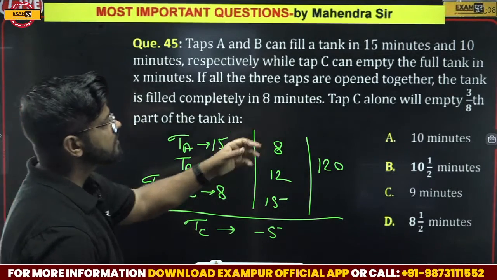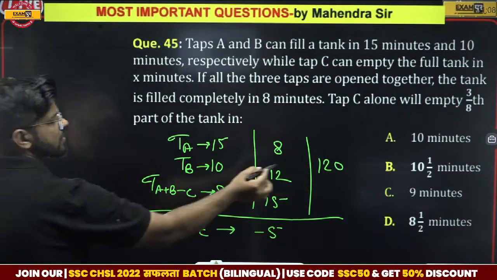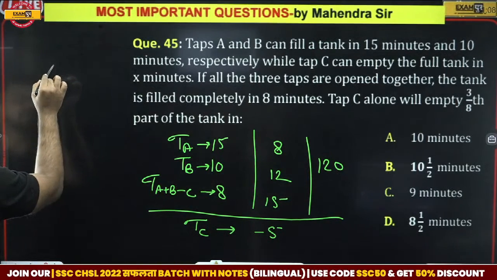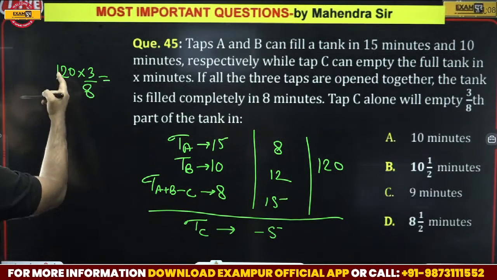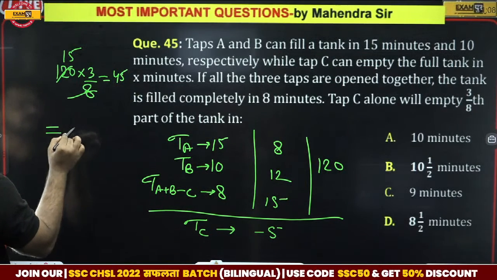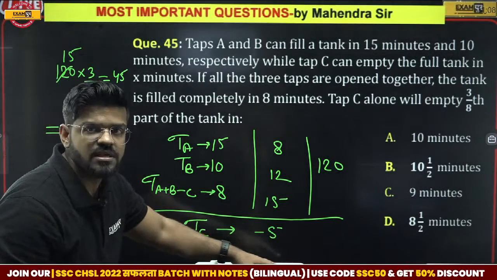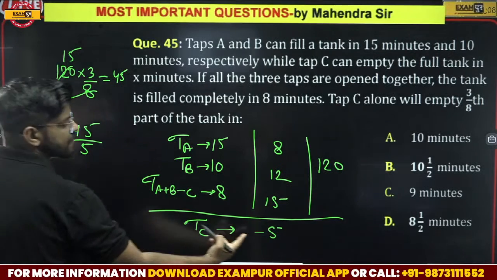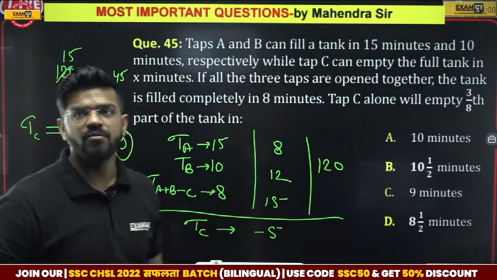Now the question is saying tap C alone will empty 3/4 of the part of the tank. Sorry, 3/8. So the total tank is what? 120. Its 3/8 is what? Divide 120 by 8, 15. 15 times 3 is 45. So we have to calculate only how much time C takes to drain 45 liters. So TC, here the efficiency is 5. So the answer will be 9 minutes.